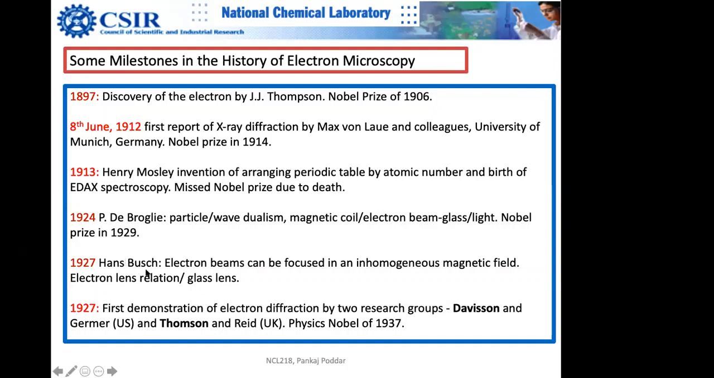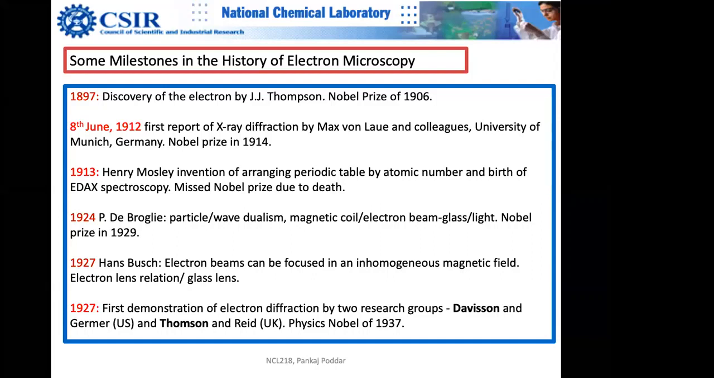And finally, the contribution from Hans Busch: he was able to show that an electron beam can be manipulated by applying an inhomogeneous magnetic field. So that was an early period where electromagnetic lenses were very imperfect, as bad as the bottom of a Coca-Cola glass bottle, and if you try to use that as a magnifying glass, it works like a very bad glass actually.